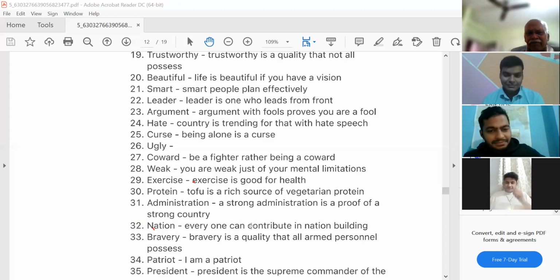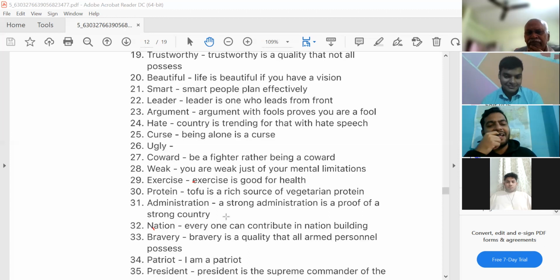Strong administration is a proof of a strong country. Okay, chalo. Everyone can contribute in nation building. Okay, very nice. Good. Chalo. Bravery is a quality that all armed personnel possess. Good, very good. Chalo.